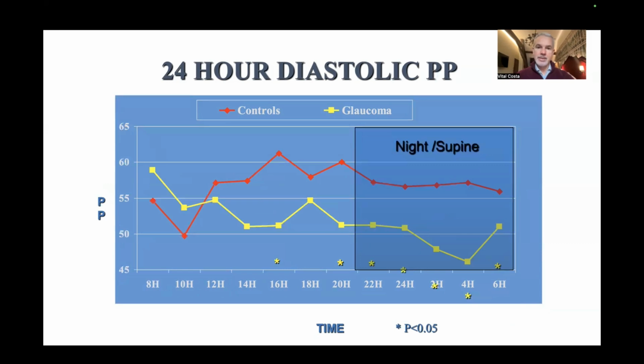And when we calculate the diastolic perfusion pressure for these patients, we can see that there is a significant decrease in diastolic perfusion pressure in glaucoma patients compared to controls, starting at 8 p.m. and going through the night, especially at 4 o'clock in the morning, when this difference reaches 11 millimeters of mercury. This study is interesting because it shows that the difference in ocular perfusion pressure at 4 o'clock in the morning was not only a result of different intraocular pressure, but also a result of a lower diastolic blood pressure in glaucomatous eyes.